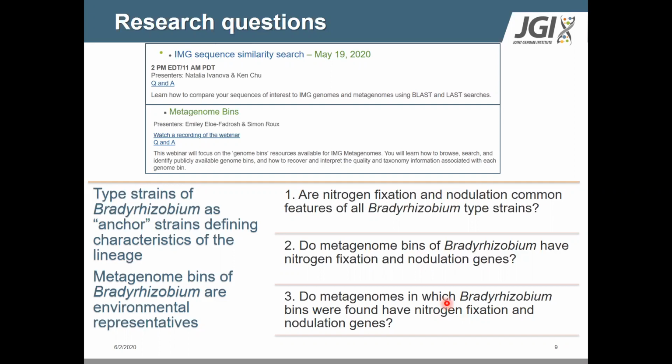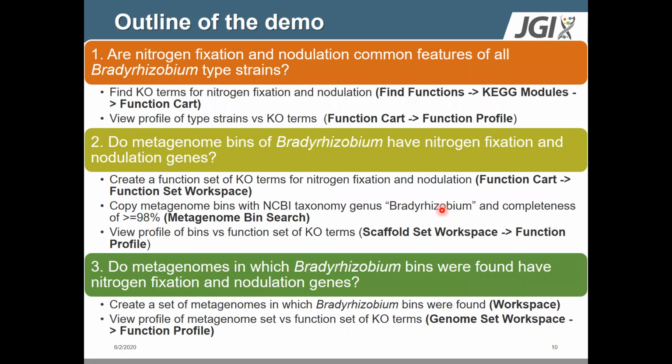And the last slide is the outline of the demo itself. This is how we will proceed to answer these particular research questions. In order to answer the first question about the presence and absence of nitrogen fixation and nodulation in Bradyrhizobium type strains, we will be using KEGG orthology terms. KEGG stands for Kyoto Encyclopedia of Genes and Genomes, and it is a very popular collection of mainly metabolic pathways, but they also have their own annotation system for protein coding genes, which is called KEGG orthology.